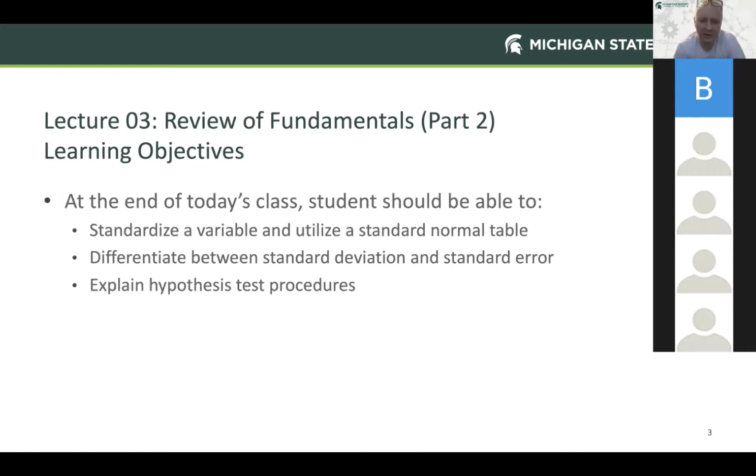Okay, and so at the end of today's lecture, you should be able to basically standardize a variable, utilize a standard normal table, distinguish between the terms standard deviation and standard error, specifically the standard error of the mean, but we'll use that term more broadly to talk about the standard error of any parameter of interest. And then you should hopefully be able to explain hypothesis test procedures at a high level, and we'll start applying those in detail on Wednesday.